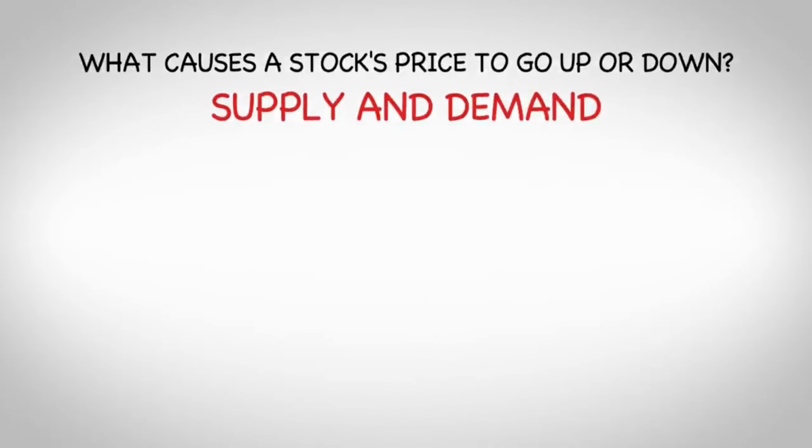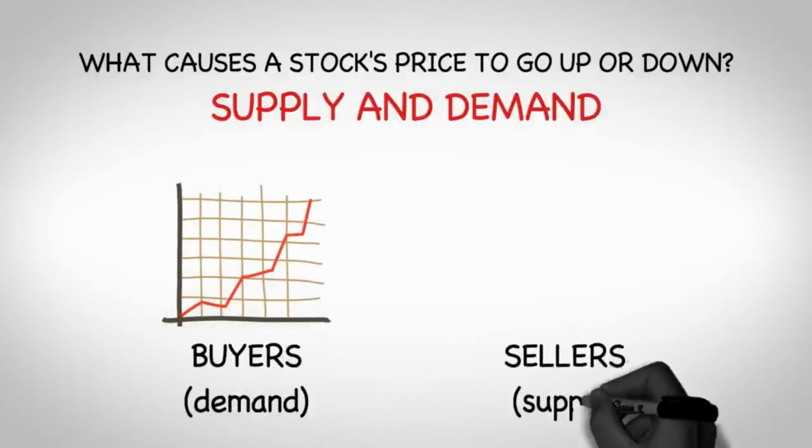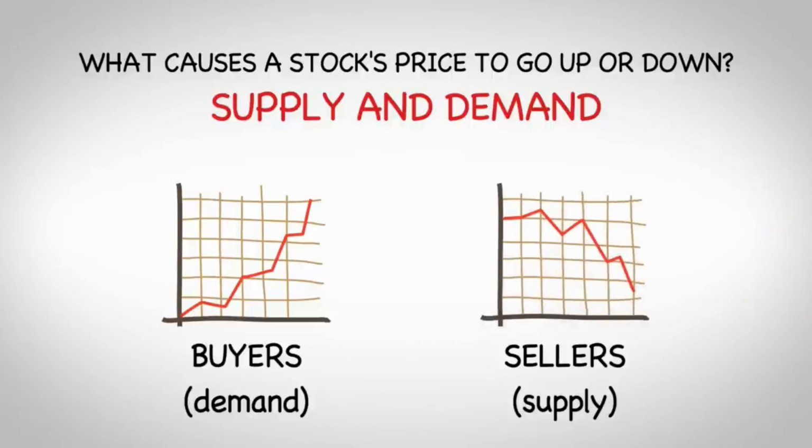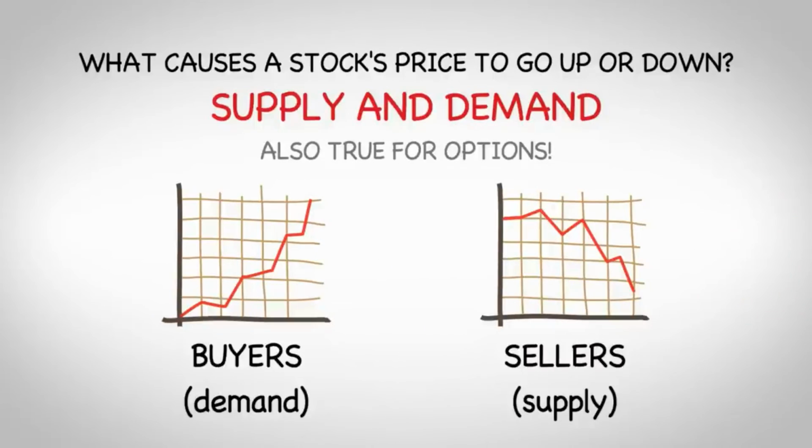If there are a lot of buyers, the stock's price will go up, and if there are a ton of sellers, the stock's price will go down. Options are the same way. Tons of option buyers would cause the options to get more expensive, and tons of option sellers would cause an option to get cheaper. Then the options prices would tell us what the implied volatility is.